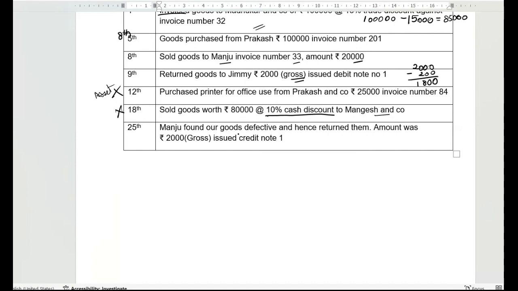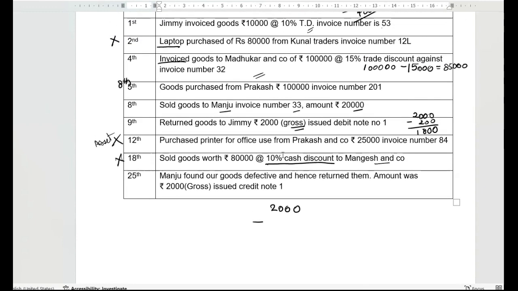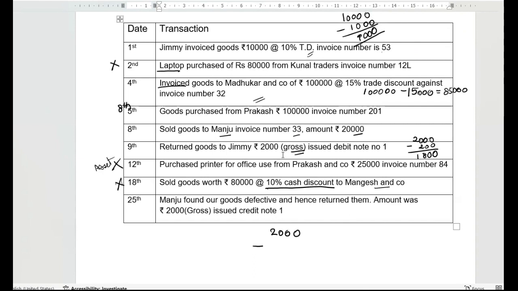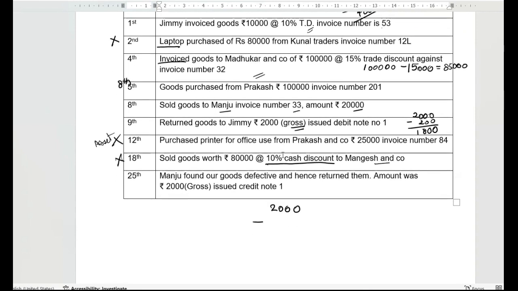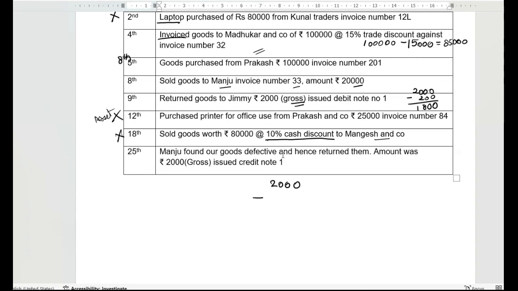They are saying Manju found our goods defective and hence returned them. Amount was 2000 gross. Issued a credit note of rupee 1. Now, since it is a gross amount, 2000 rupees less trade discount. Is there any trade discount here? No. Sold goods to Manju, invoice number 33, amount of 20,000. So there's no gross and net actually, because we are not giving any kind of trade discount or cash discount here in this case. So basically, Manju's account 2000, we just have to write in a sales return book.